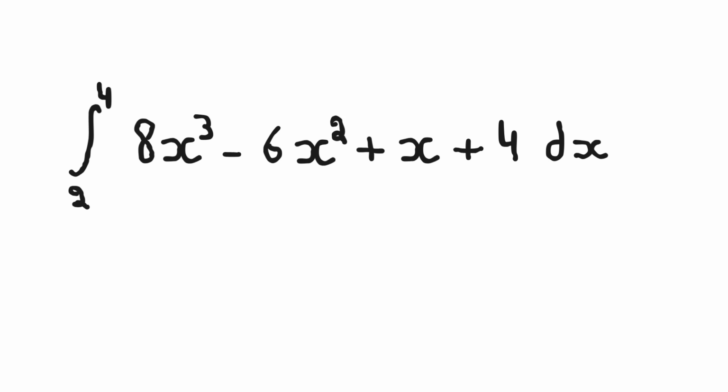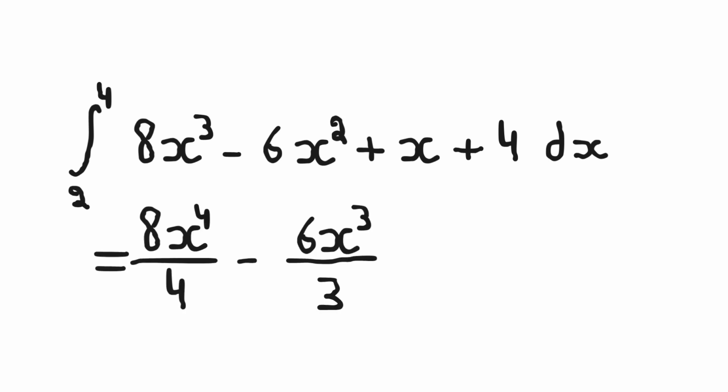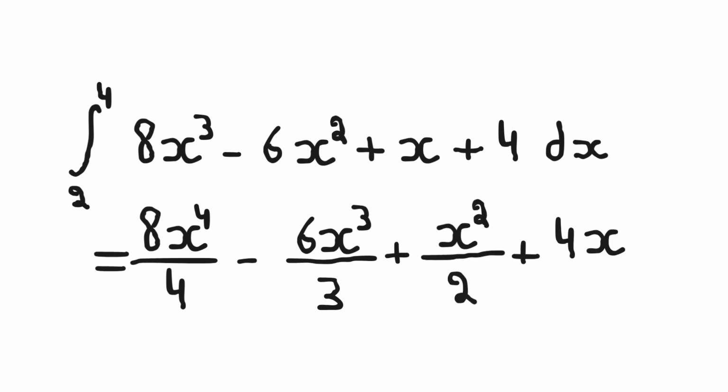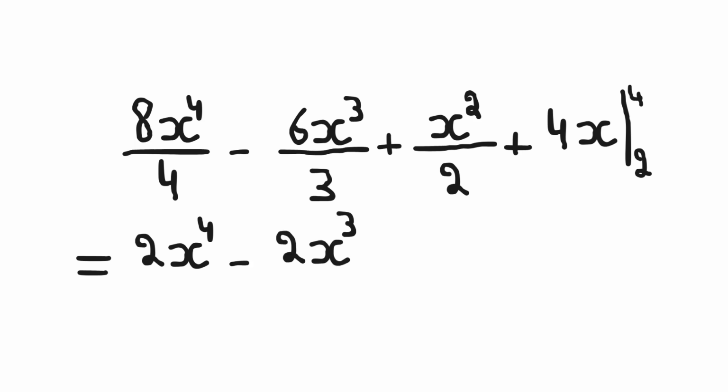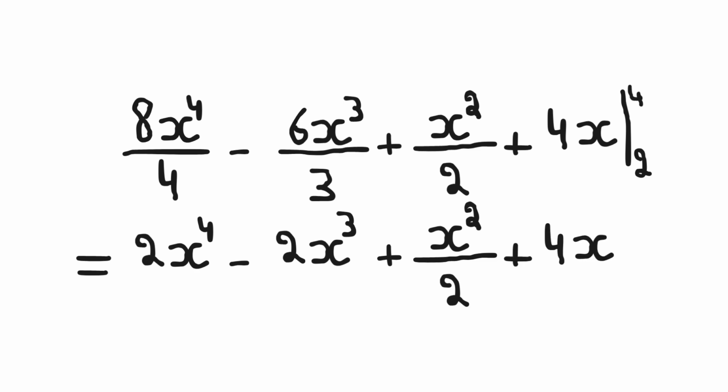If we use it in our example, it will be 8x to the power 4 over 4 minus 6x cubed over 3 plus x squared over 2 plus 4x from 2 to 4. Next step is to simplify the equation, so it will be 2x to the power 4 minus 2x cubed plus x squared over 2 plus 4x.